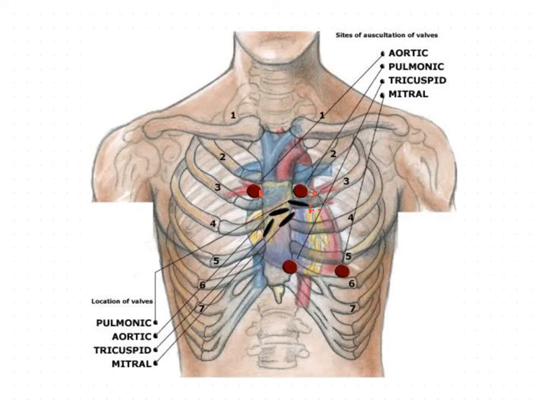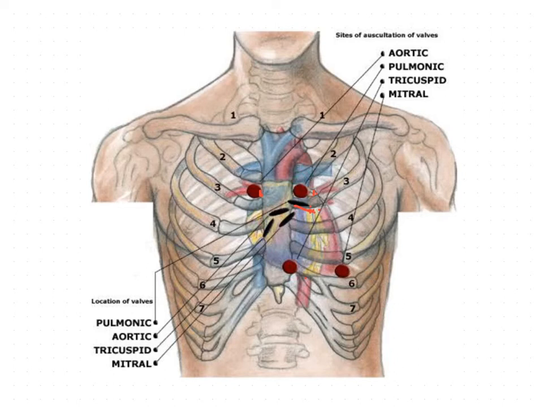Now we are going to see the position of the valves in relation to the surface of our body and of the auscultatory areas. Now the first one is the pulmonary valve. So which is the pulmonary valve here? Yes, this one is the pulmonary valve.